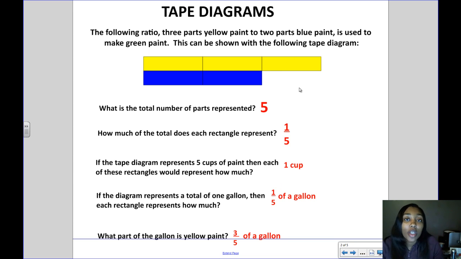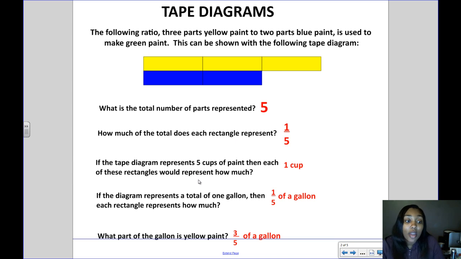So we want to look at this ratio that's going to make green paint, and we know that if we mix yellow paint with blue paint, it will make green. So this specific recipe says that if we take 3 parts yellow paint and mix it with 2 parts blue paint, then we will get green. So what is the total number of parts represented? As you can see, if we count each one of the rectangles, there are 5 parts represented that will make this green paint.